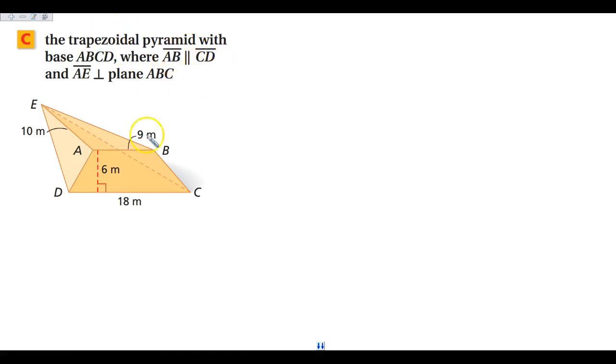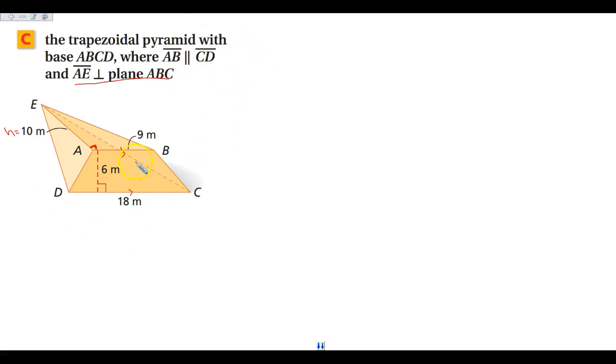So we are told that AB is parallel to CD. We know that AE, which is right here, is perpendicular to this plane. Now, why do I need to know this information? Okay, because if I know that AE is perpendicular to the plane, that means it's perpendicular to the base. That means that this is my height of my pyramid. Okay, because again, your height is always perpendicular to your base.